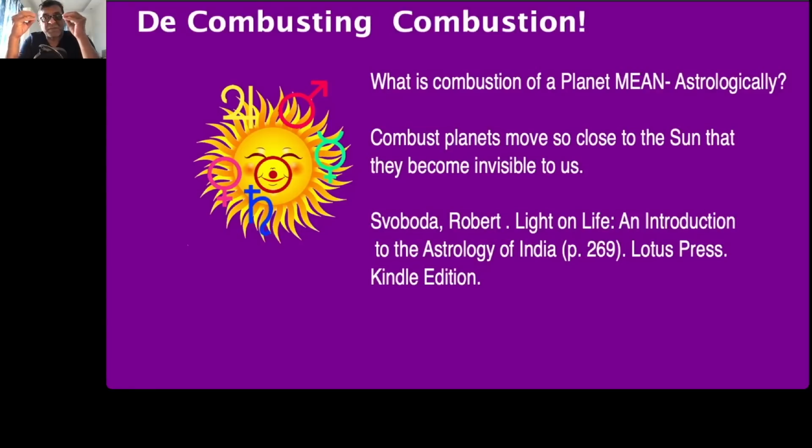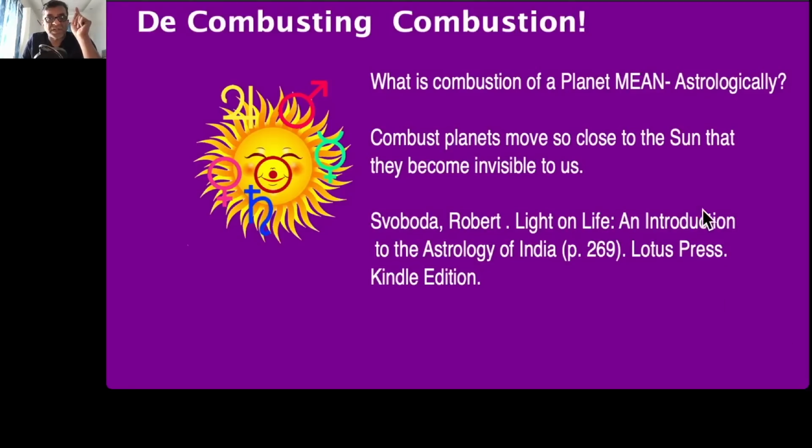So what is combustion of a planet? When a planet comes too close to the sun, it becomes invisible or it merges with the energy of the sun. Now the sun being a soul significator in a chart means the sun stands for the soul energy. It really means that when a planet comes too close to the sun, the energy of the planet merges with the energy of the sun. Basically this is what it means, yeah?